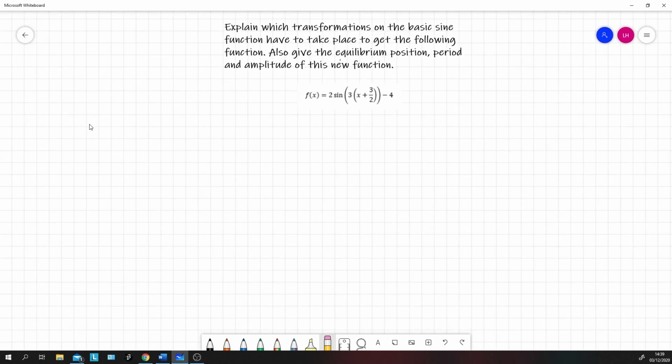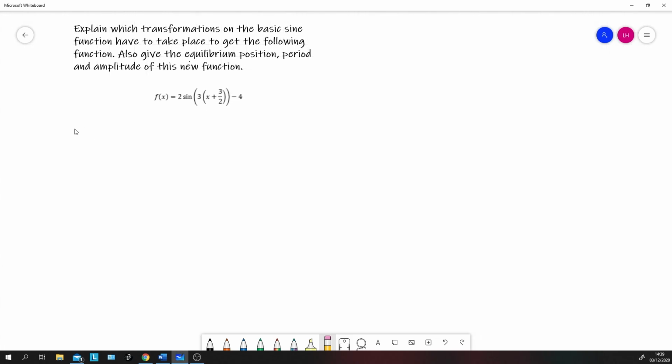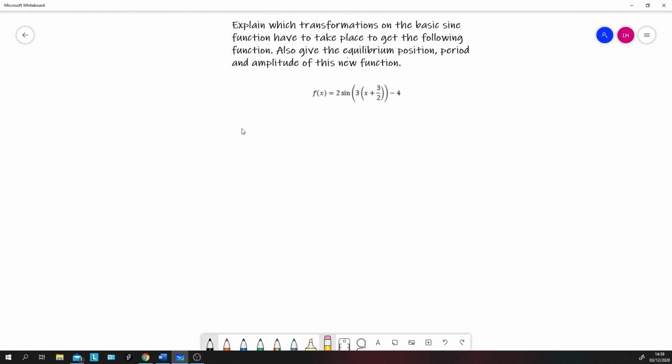First, we are going to write our basic sine function. The basic sine function is f(x) = sin x. In the function given, we can recognize our parameters. The first one, the 2, is the amplitude, which was an a in the general sine function. Then we have our b for the horizontal stretch. We have the c for horizontal shift, and then d for vertical shift.